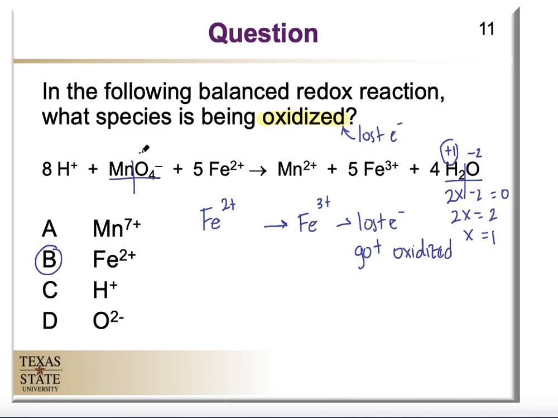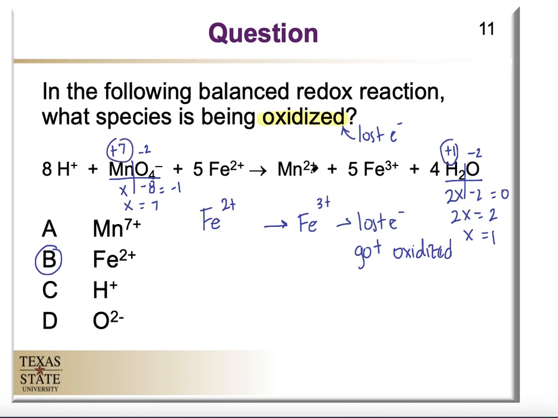I can say, okay, -2 for the oxygen. I have 4 of them, so that's a -8. My manganese is X, and then this is going to have to add up to a charge of -1. And so the sum of this has to be equal to the charge of the ion. This is the permanganate ion. And so therefore my X is going to be equal to +7. So on the left-hand side, my manganese was +7.